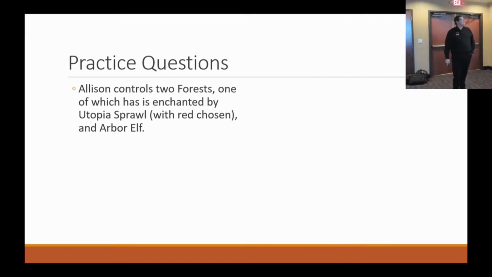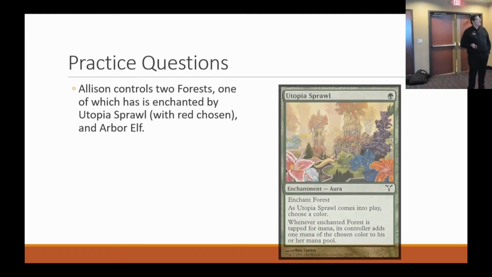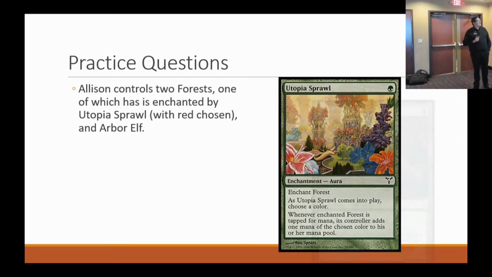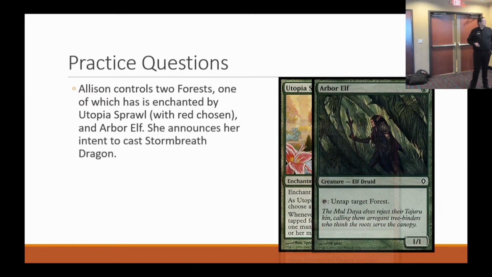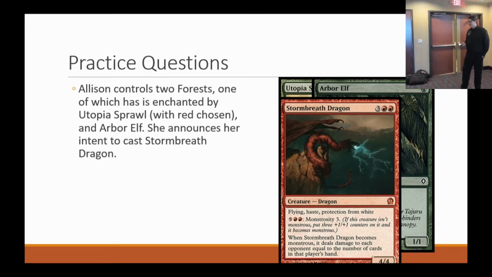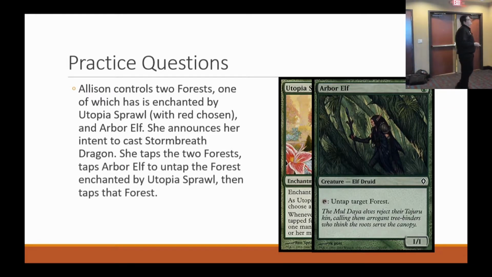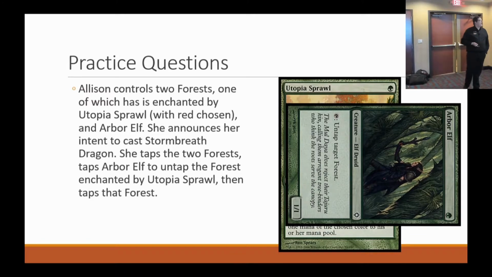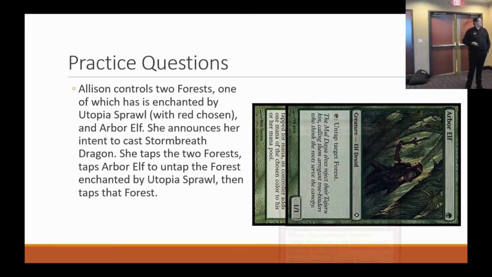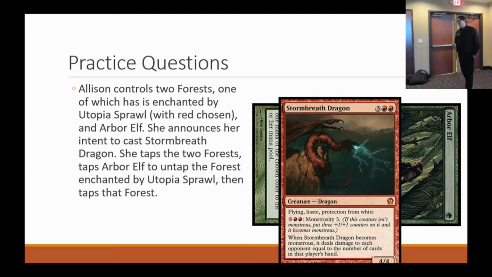Allison controls 2 Forests, one of which is enchanted by Utopia Sprawl, with red chosen, and an Arbor Elf. She then announces her intent to cast Stormbreath Dragon, which I'm going to remove from the screen so that you guys can see the pretty pictures. It will come back. She then taps the 2 Forests, taps Arbor Elf to untap the Forest that is enchanted by Utopia Sprawl, and then taps that Forest. So, she has tapped 2 Forests, generating green, red, tapped Arbor Elf to untap the Forest, and produced another green-red.